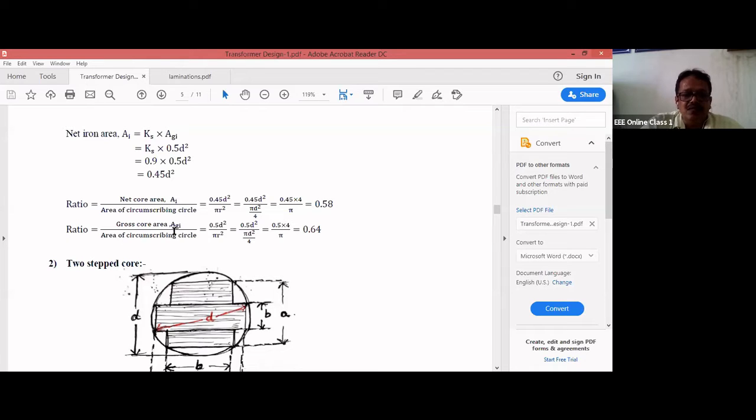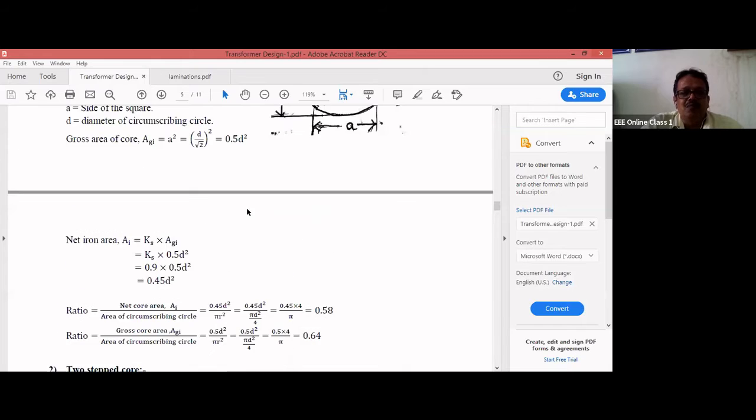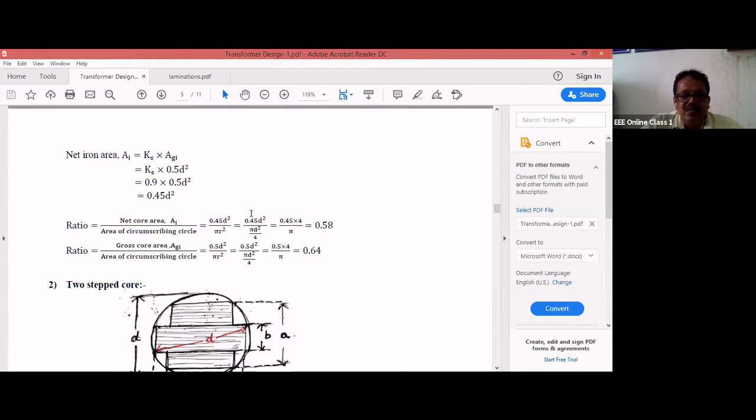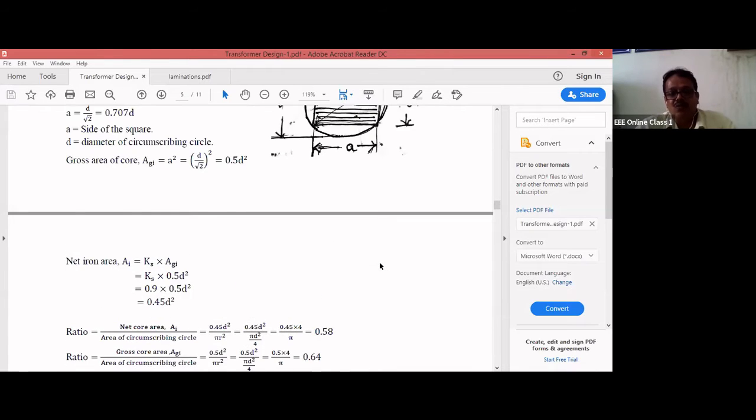Second ratio, gross core area AGI divided by area of circumscribing circle. How did we get the gross core area? Gross core area is 0.5 D square, so 0.5 D square by pi r square. If you solve this, what you get here? 0.64. So this is for the analysis of your square core.